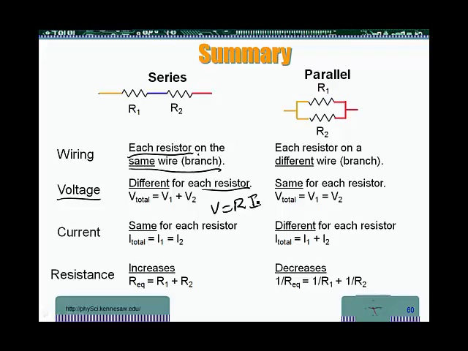Since they are in the same wire, the current going through each of the resistors is going to be the same. So the overall current is the same current that goes through each of the resistors. The overall resistance of the circuit when we place resistors in series is going to be higher than the resistance of each individual resistor.